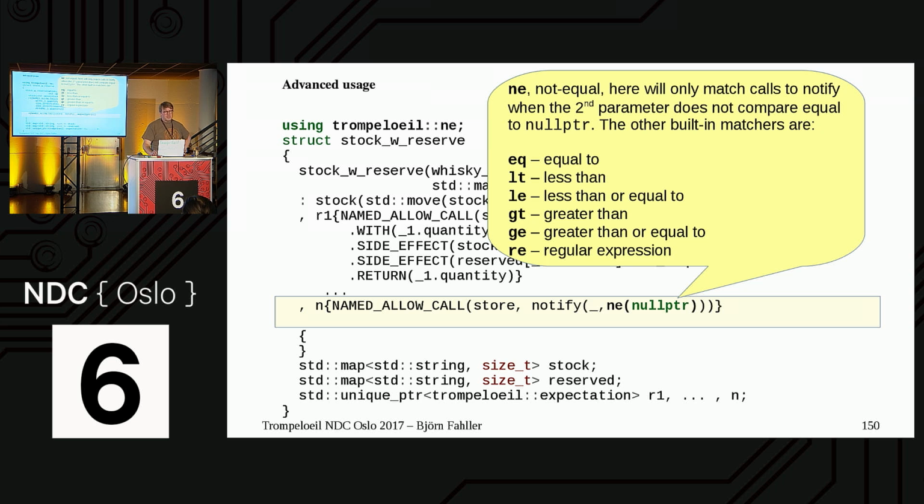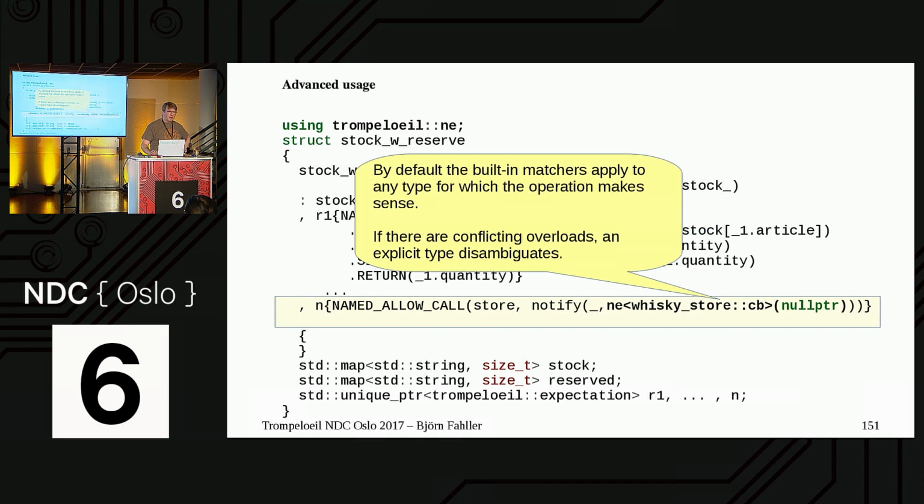If you have really messed up your design, you may have overloads of this notify function with different signatures where the second parameter is equal comparable to null pointer. I have actually seen such programs, for real. If you have that, you can disambiguate the call and say, it's this one. When you need this, really think about your design. It's not healthy, but like I mentioned earlier, programs with foul smells also need tests.